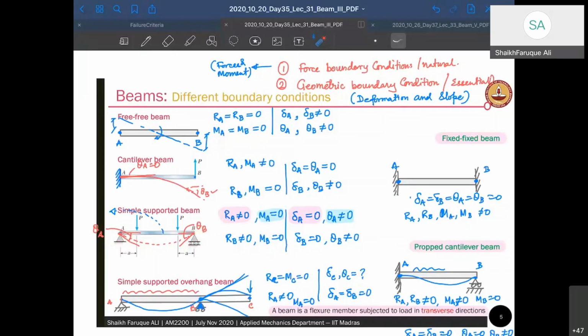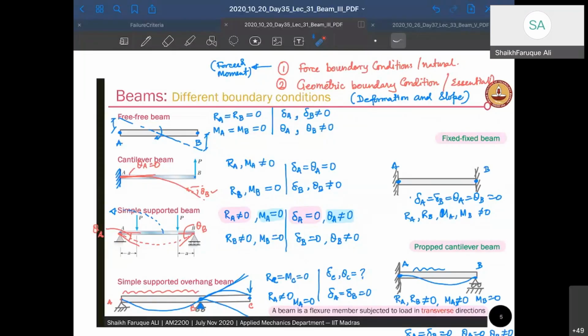Similarly, you have to look for the boundary conditions. As we have discussed earlier, when your force is known, then your deformation will not be known. When your moment is known, your slope will not be known. So not equal to 0 means known. Same here. So RA and RB are known, therefore delta A and delta B are not known. MA and MB are known, therefore theta A and theta B are not known. So it's always complementary. So when one is known, the other will have to be found out.